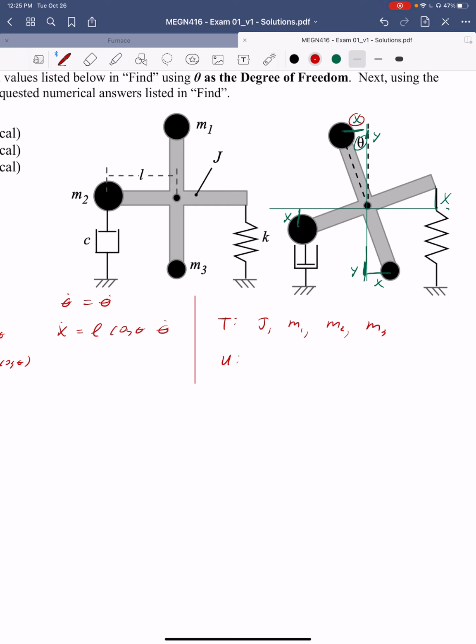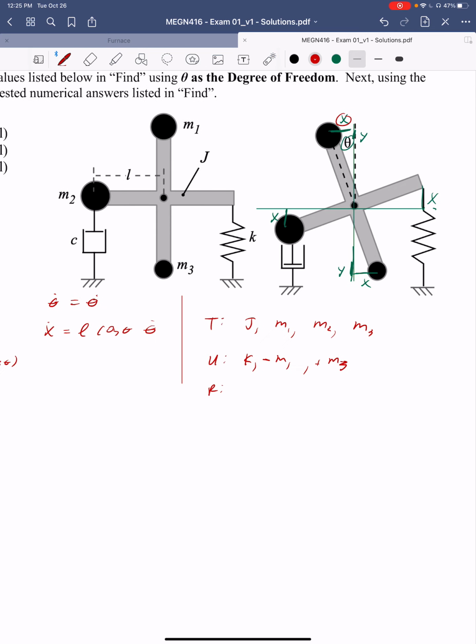We have the potential energy. Okay, so we have the potential energy of the spring. And then these masses are undergoing rotation, so they're also going to have an impact on the potential energy. So we have K, M1, which in this case is negative because it's falling, and then M2, M3. Okay, so that one's positive because it's rising up, whereas this one is going down. So that's where that sign comes from. And then we have our damping, which is just coming from this single damper in this system, okay?